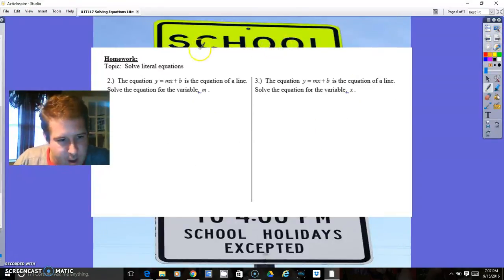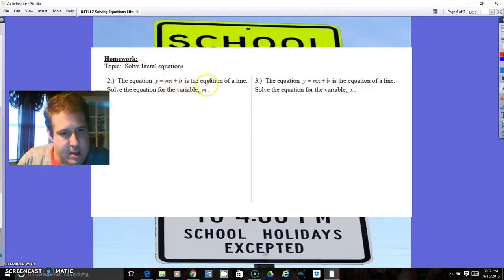All right, so let's get to that homework. Great. It's kind of like what I just showed you a second ago, only this time it says we're solving for m. There it is. That looks familiar. Oh, you know what? That's y equals mx plus b. That is the equation for linear equations. That's called slope-intercept form, something you'll actually see a lot. y equals mx plus b.